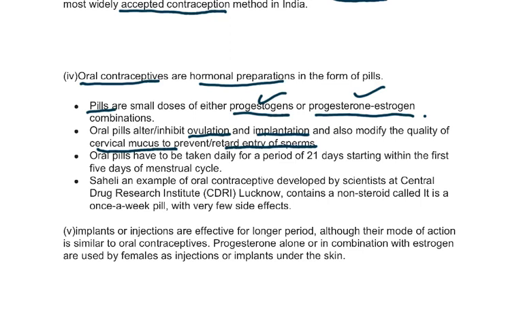Now, how are they administered? Whenever the menses starts in the female, within the first 5 days, the pill has to be started and taken daily for a period of 21 days. I again repeat, starting from any day within the first 5 days of the menstrual cycle, it should be taken continuously for 21 days. They help in reducing the chance of ovulation and implantation. Thus, they are reducing the chance of fertilization.